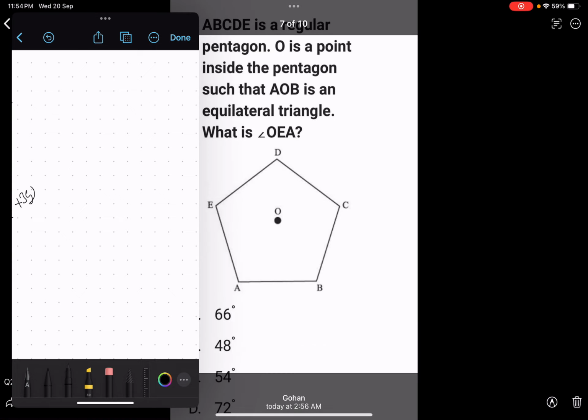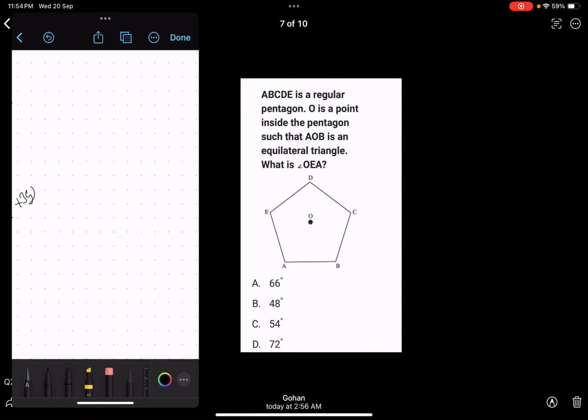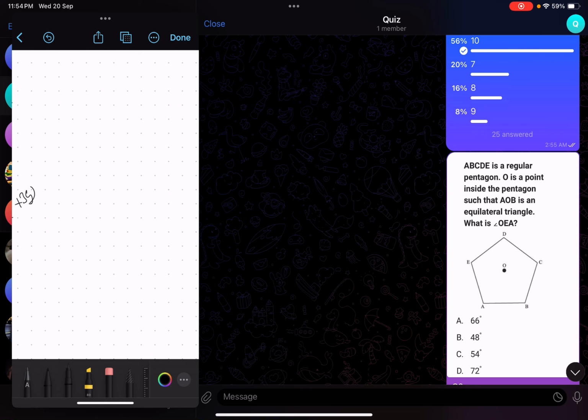ABCDE is a regular pentagon. O is a point inside the pentagon, so that OAB is an equilateral triangle. We have to find the value of angle OEA. Okay, wait, let me do this here only. I'll draw this pentagon. This is it. O is a point inside. AOB is an equilateral triangle. Each of these angles will be 60.